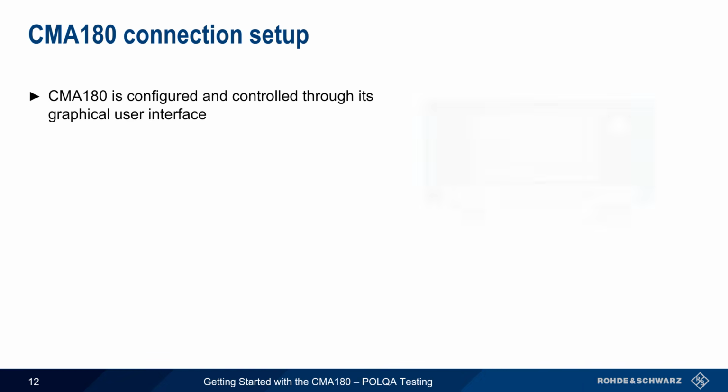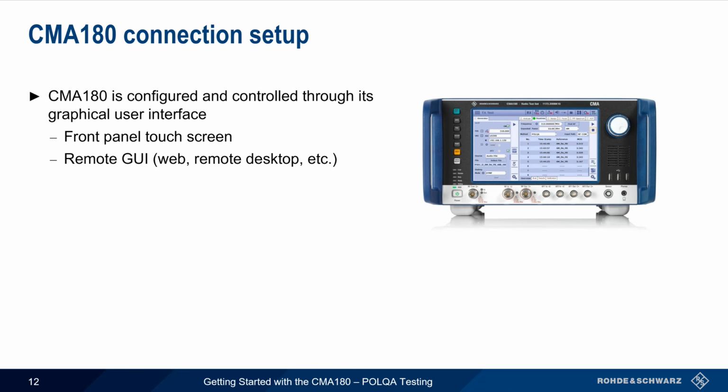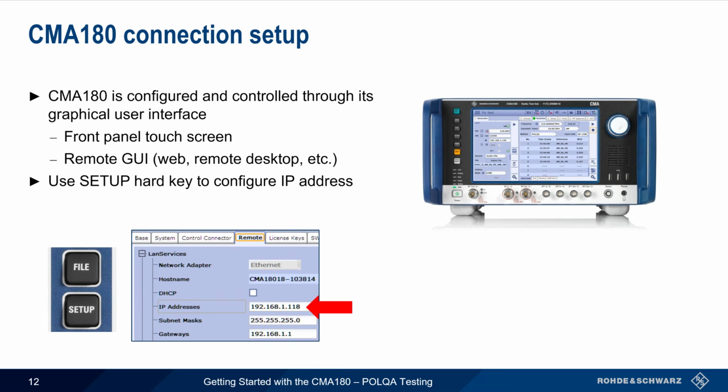The CMA180 is configured and controlled through its graphical user interface. This can be accessed via the front panel touchscreen, although a keyboard and mouse can also be used if desired. In addition, the GUI can be accessed remotely over a web browser or using standard remote access clients such as Remote Desktop or VNC. To configure the CMA's IP address, press the Setup hard key on the front panel and then go to the Remote tab.